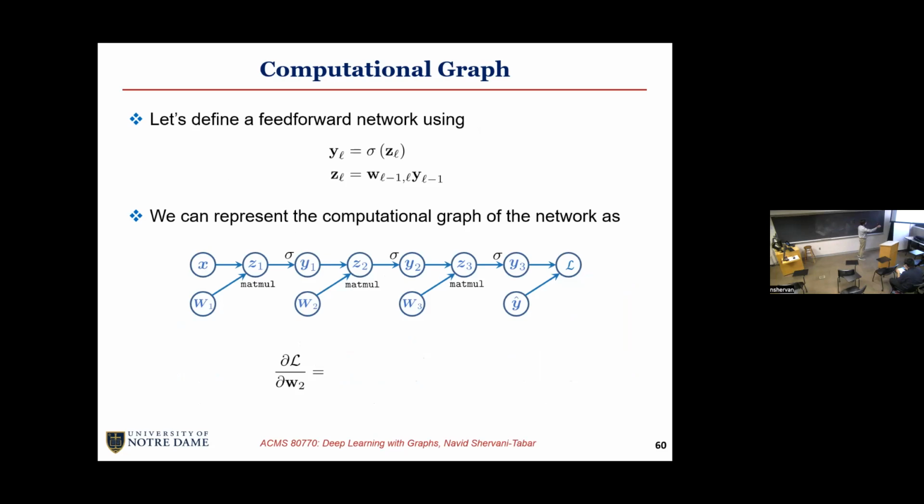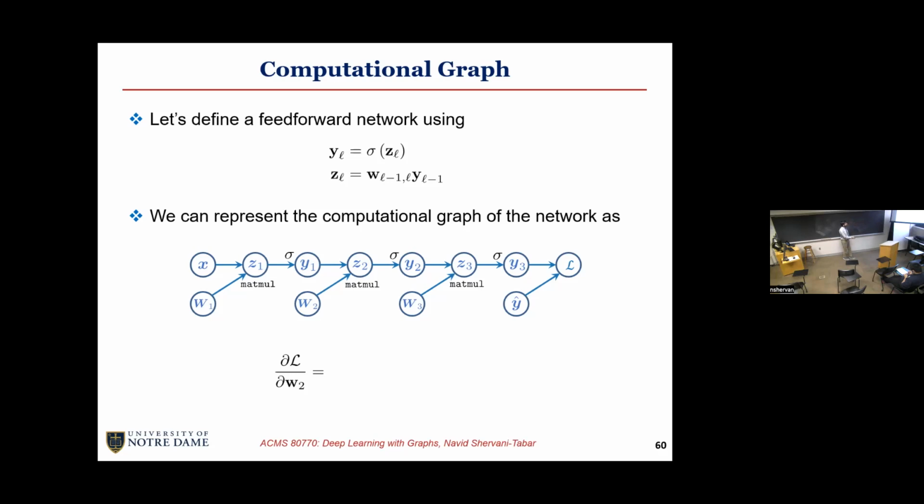So I have a linear transformation. I'm multiplying y with some matrix W, and I'm getting some output, and then I am applying some nonlinear layer over this, and I'm getting the activation for that layer. So I can represent that using a computational graph.